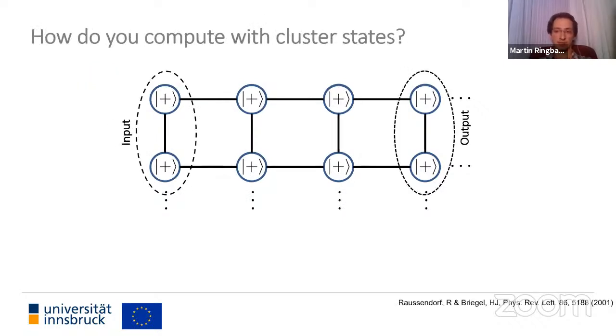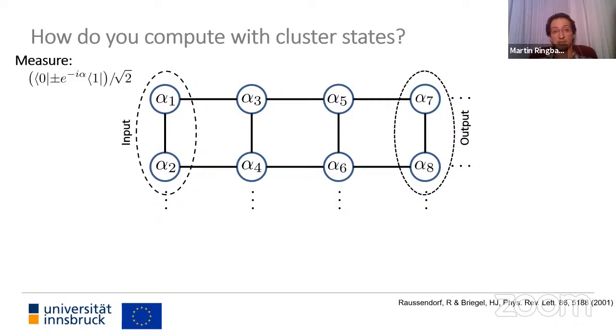The way we do this is we first define an input and an output of this cluster. And then we define a set of measurement angles. All the measurements here will be in the XY plane of the Bloch sphere, so they're defined by a single angle. For each qubit, we define one of these measurement angles. And then we start measuring the first qubit. What happens is that this teleports a quantum operation onto the subsequent qubit in that string.